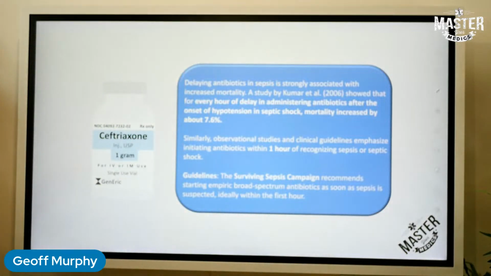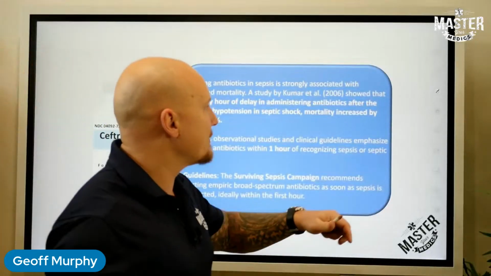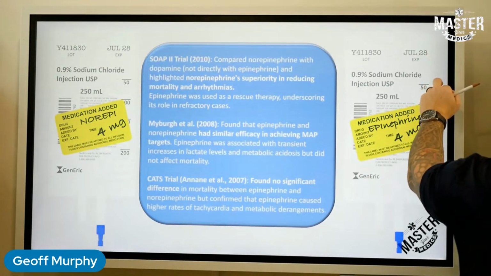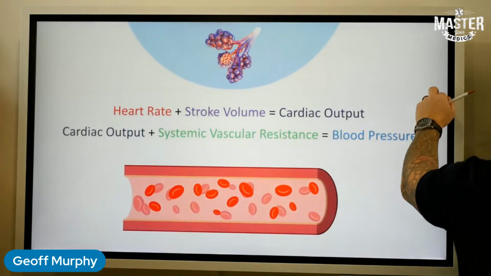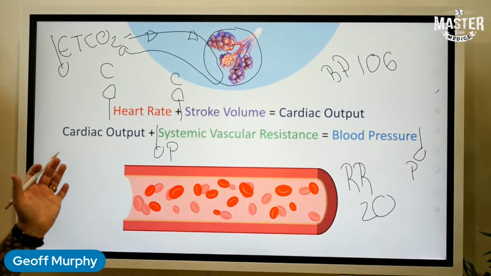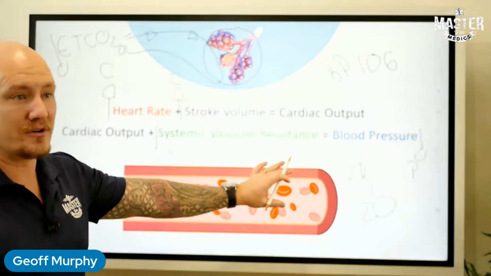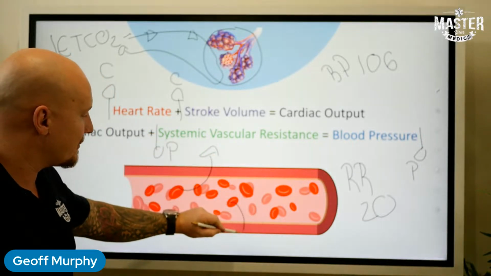Now, there's a question: why would you use fluids before you use norepinephrine? Well, it all comes down to the physiology of what's going on with this patient. I'm just going to back up to give you a visual. So why are we using fluids before norepinephrine or any type of vasopressors? Well, the main reason is because of where the fluid is distributing to. Remember, the fluid has already left the vascular space.